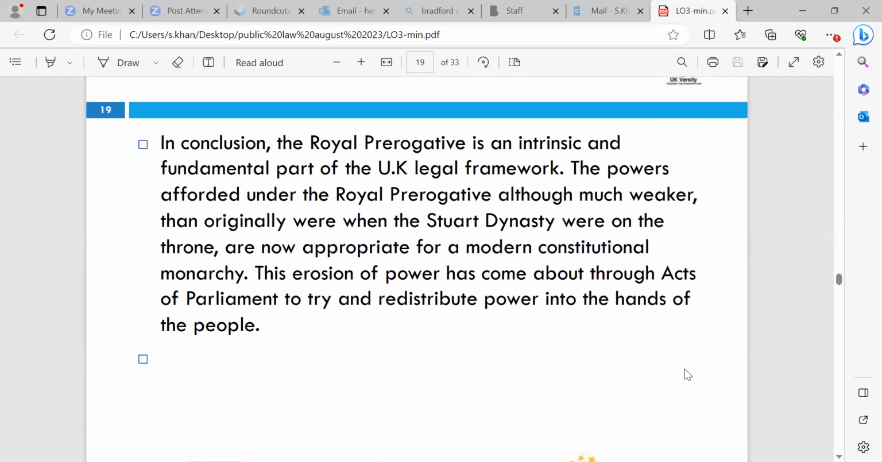In conclusion, the royal prerogative is an intrinsic and fundamental part of the UK legal framework. The powers afforded under the royal prerogative, although much weaker than they originally were when the Stuart dynasty were on the throne, are now appropriate for a modern constitutional monarchy. This erosion of power has come about through acts of Parliament to try and redistribute power into the hands of the people.